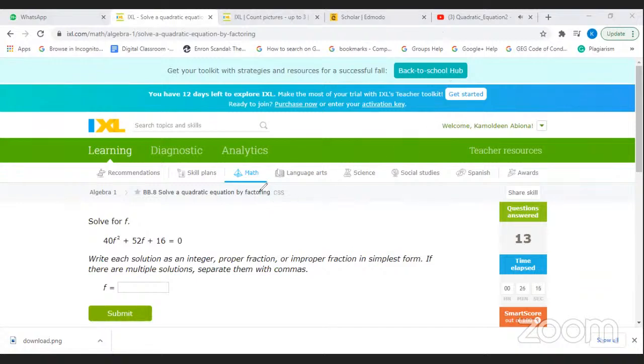This is 40f squared plus 52f plus 16 equals 0. So 40 times 16. This one is a little bit tough, though not all that tough. So 40 times 16.